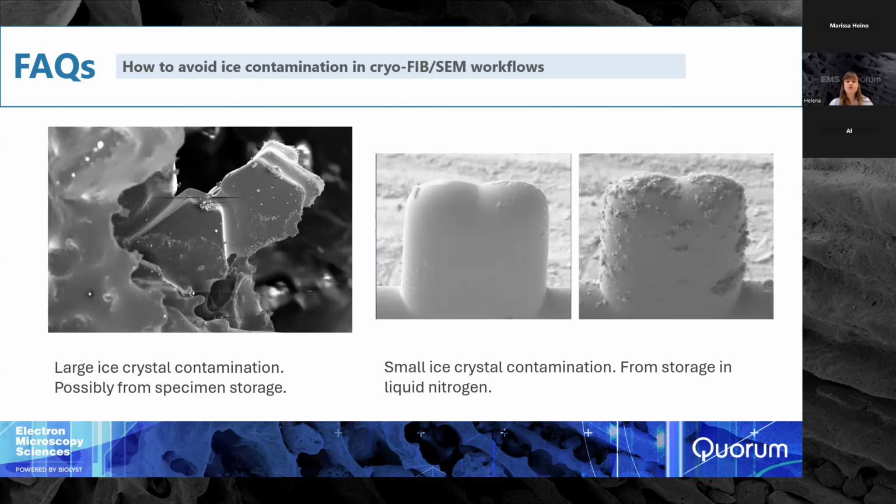The next question is how to avoid ice contamination in our cryo-FIB-SEM workflows. So I've got an example of large ice contamination on the left and some small ice contamination on the right. And this is mainly associated with storing in liquid nitrogen. So if at some point during your transfer, you're having to store your sample in liquid nitrogen, then you are potentially introducing ice crystal contamination to that sample. So a huge benefit of being able to keep your sample in the cryo preparation chamber is you won't see this sort of ice buildup on the sample.